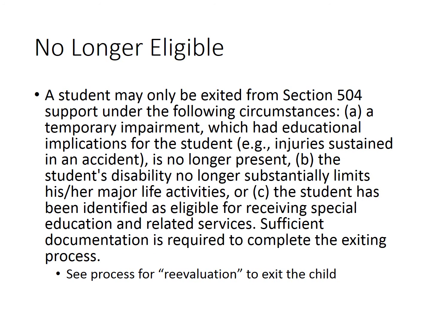A student may only be exited from Section 504 under the following circumstances. One would be that it was a temporary impairment which had educational implications for the student, such as injury sustained from an accident, and that would be no longer present. The second would be the student's disability no longer substantially limits his or her major life activities, or the third would be the student has been identified as eligible for receiving special education and related services. And obviously sufficient documentation is required to complete the exiting process, which would be a reevaluation.